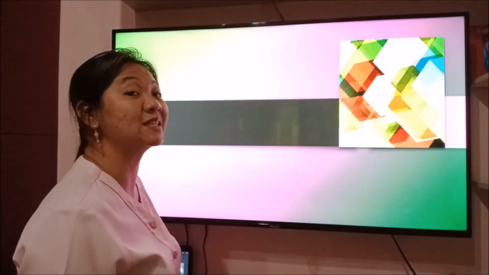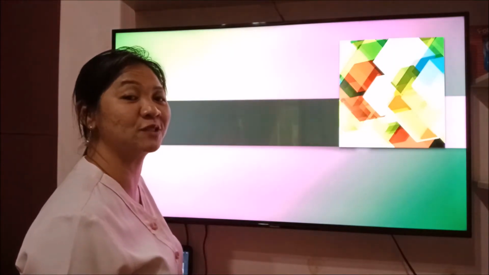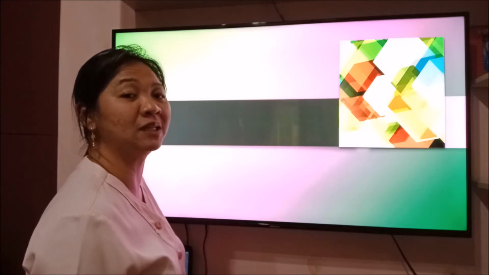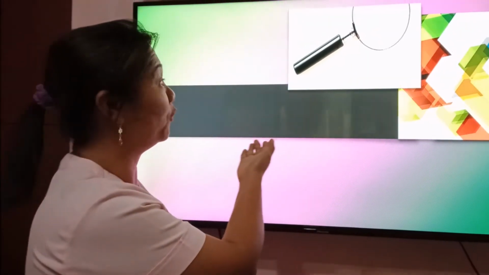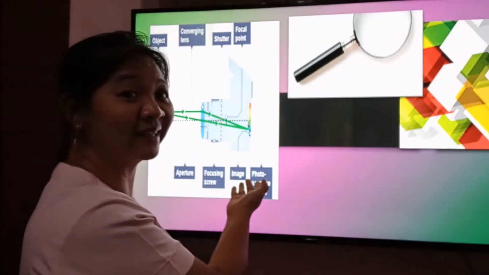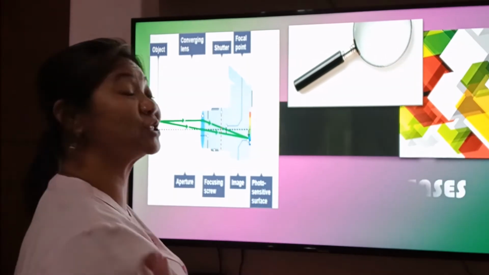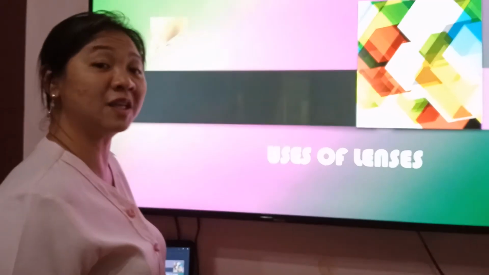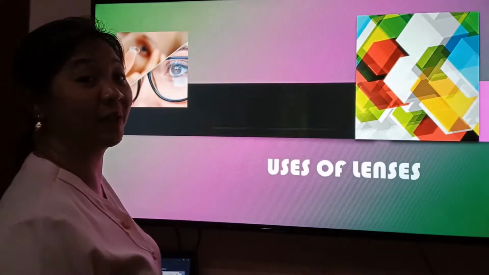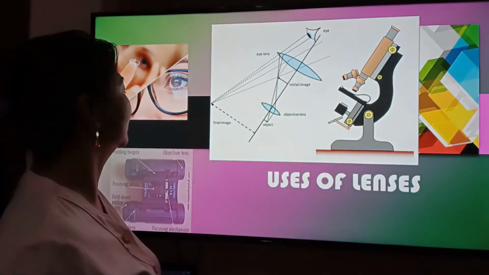Class, let us now familiarize ourselves with optical instruments that use lenses. Are you familiar with this one? Or this one as well? These are just some of the optical instruments that use lenses. Are these optical devices familiar to you as well?